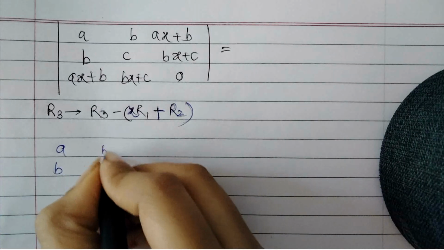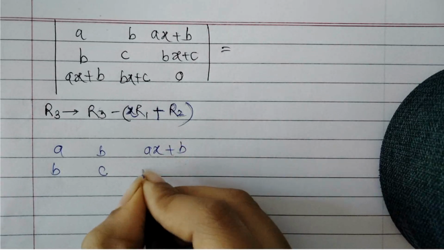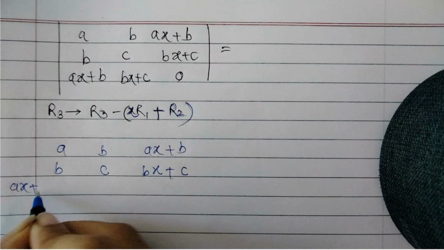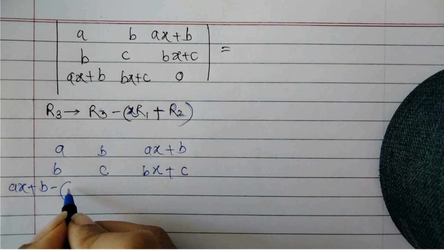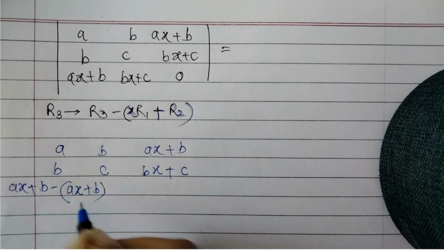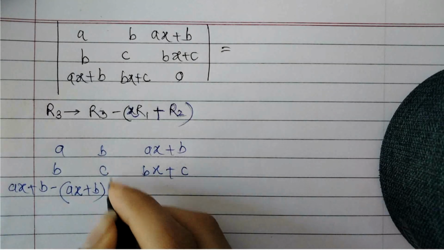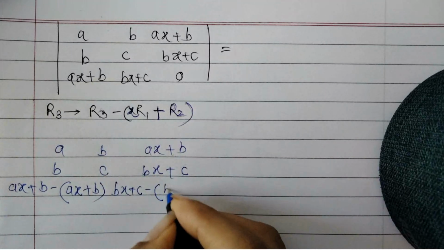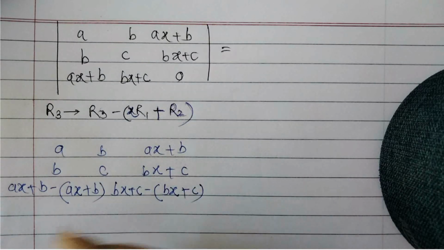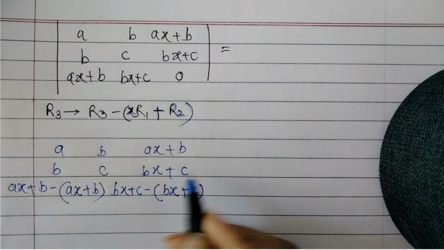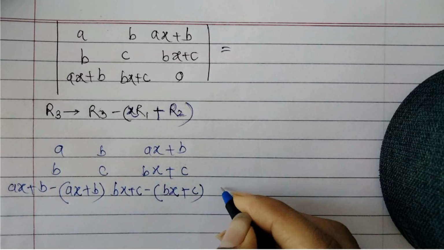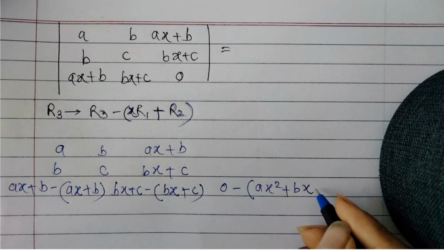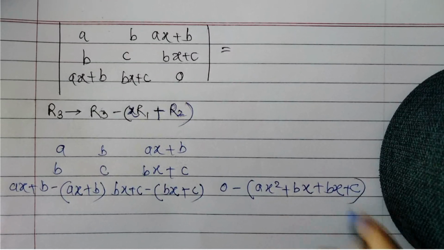a, b, b, c, ax plus b and bx plus c, and r3 is ax plus b minus r1 into x plus r2, and in the second column it is bx plus c minus bx plus c, r1 into x plus r2, and under this column will be 0 minus ax square plus bx plus bx plus c, right?